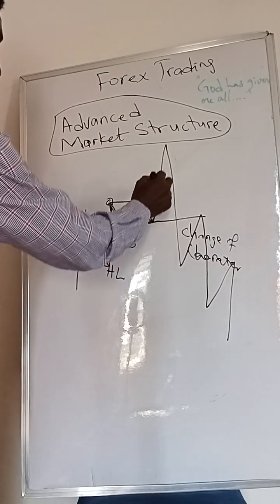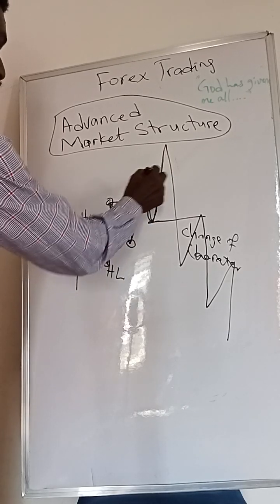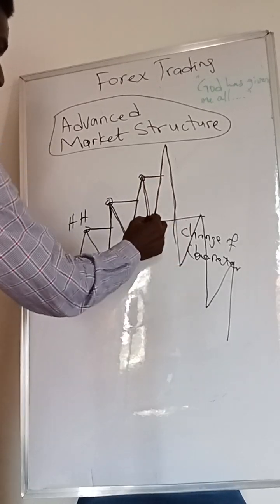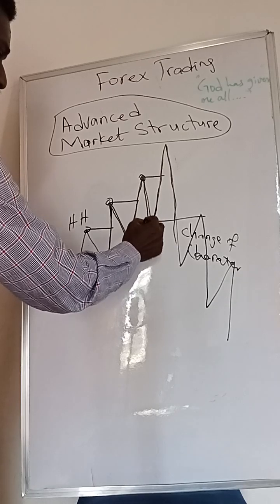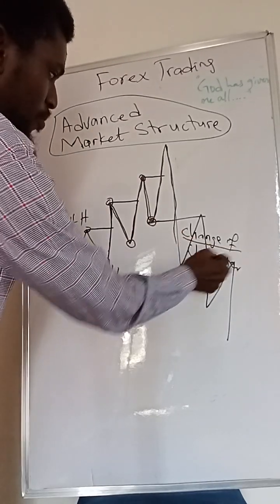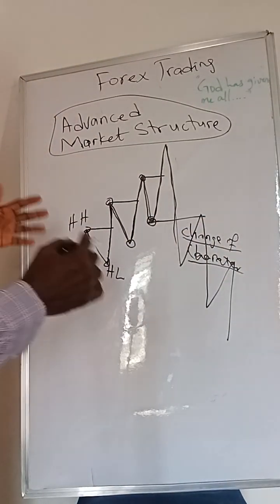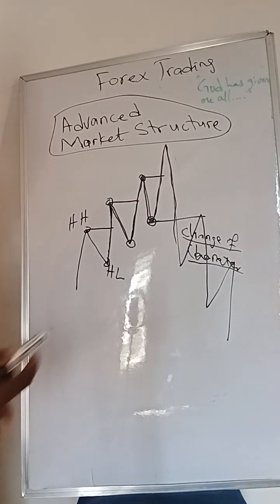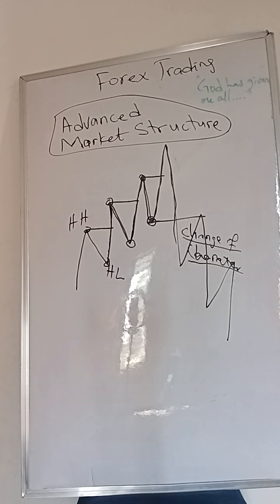So it goes up again to create a new higher high, breaking the previous higher high. Then it comes down, this time around breaking the higher low to create a change of character. This is the general dimension of market structure and how the market moves, which I have told us.